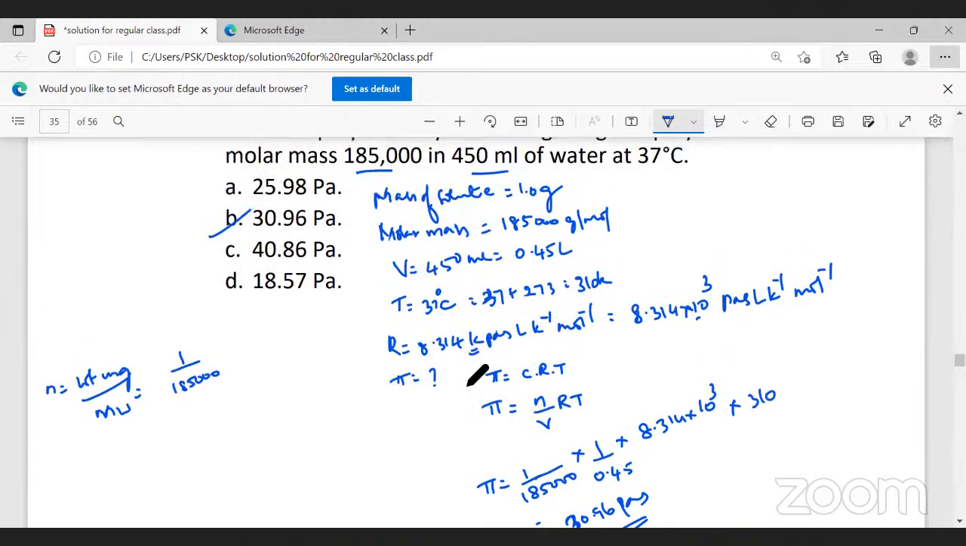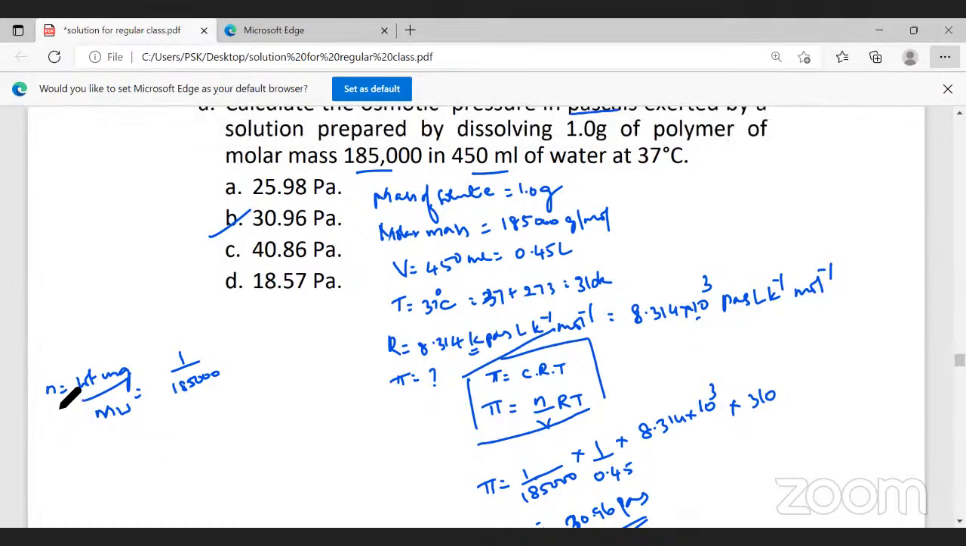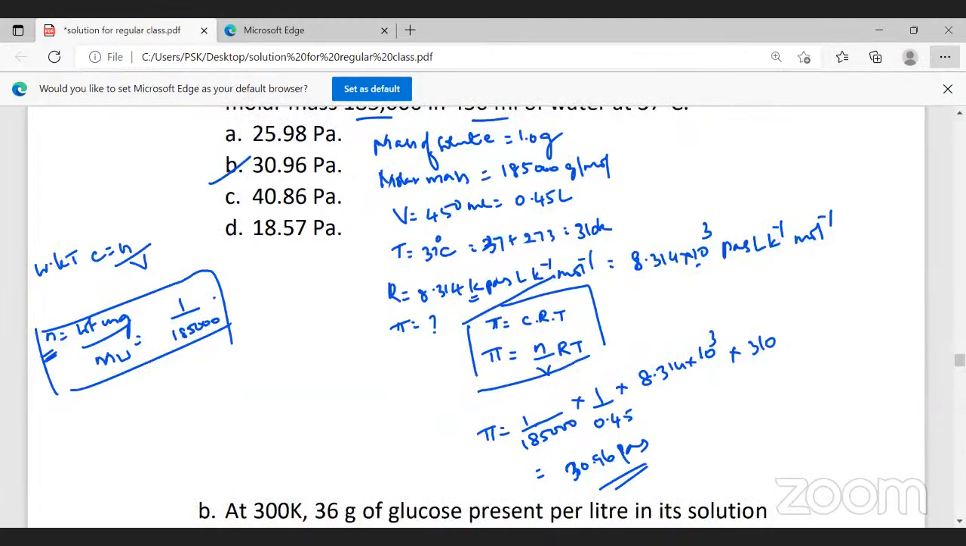It's a simple problem. The formula we have used is pi is equal to C into R into T. What is C? C is concentration. How do you calculate concentration? Concentration is given by the number of moles by volume. We know that C is nothing but N by V. What is N? Number of moles. V is volume. How do you calculate the number of moles? Weight in grams by molecular mass. Direct substitution and simplification, you will get the answer to be 30.96 Pascal.